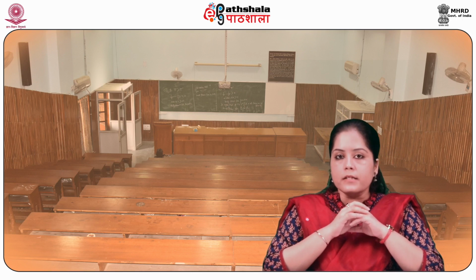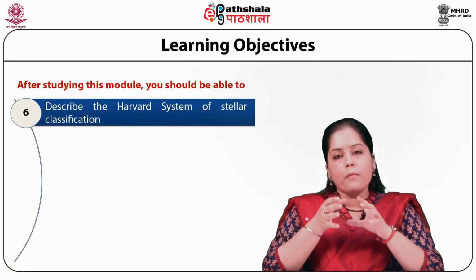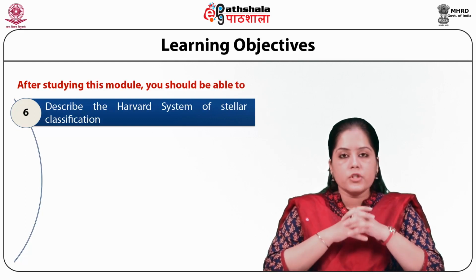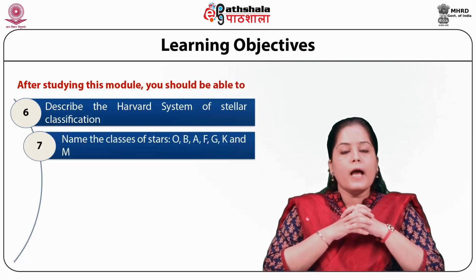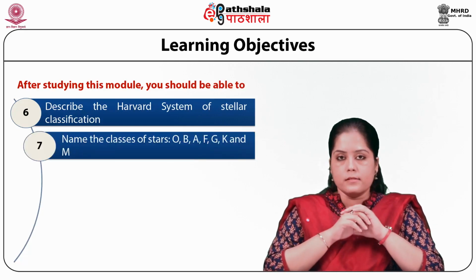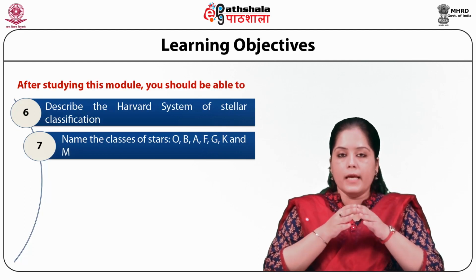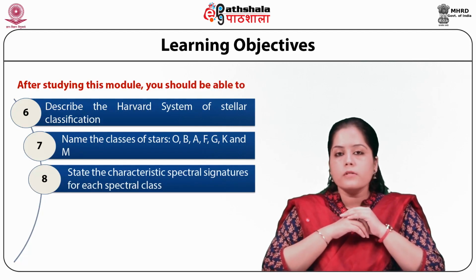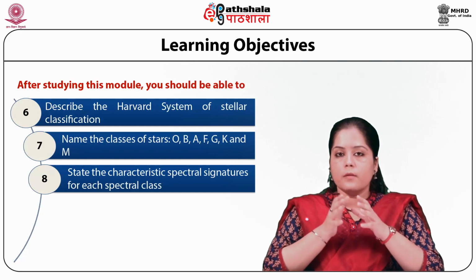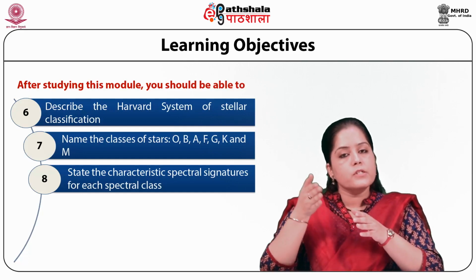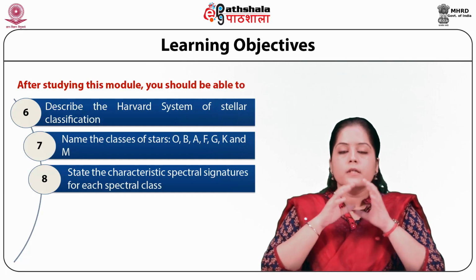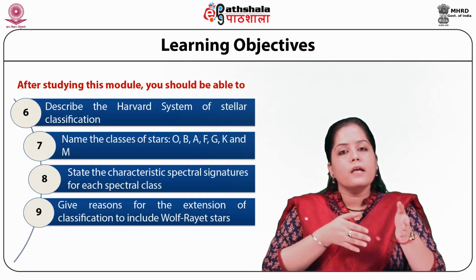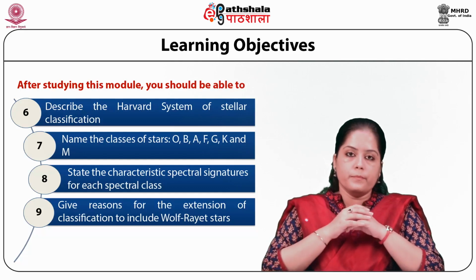Next, we will understand that based on common features in the stellar spectra, spectral classification has been developed, and there are seven major classes, that is O, B, A, F, G, K, M. Lastly, we will also learn that each class is subdivided into 10 subclasses. Thus, A0 is followed by A1 and A9 is followed by F0.